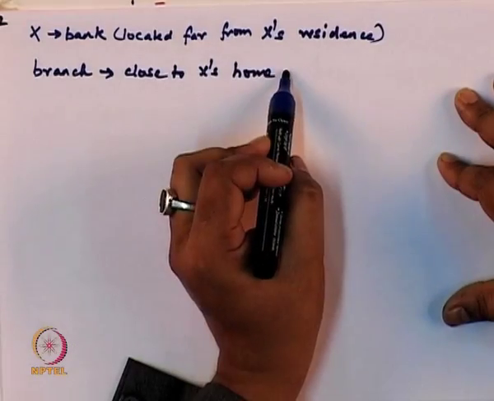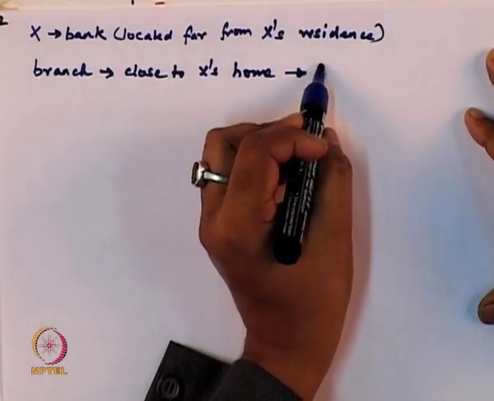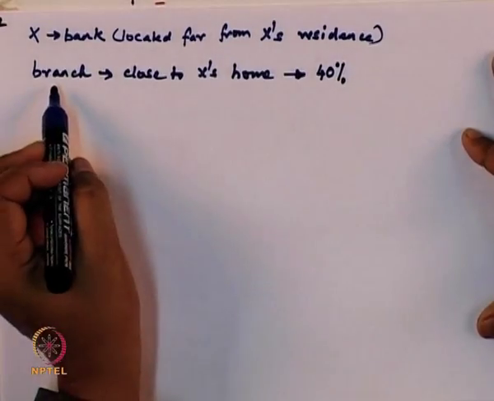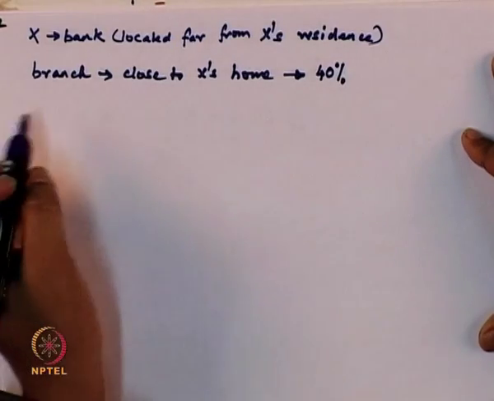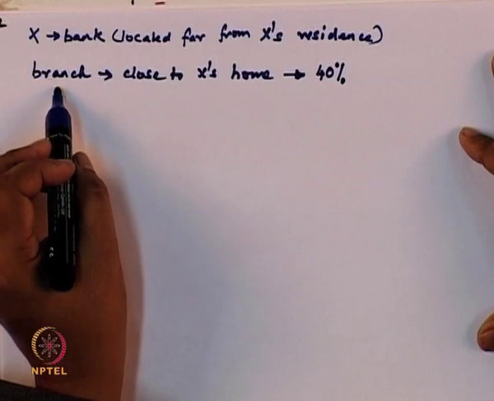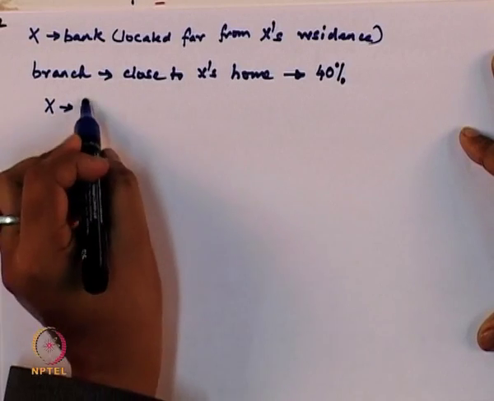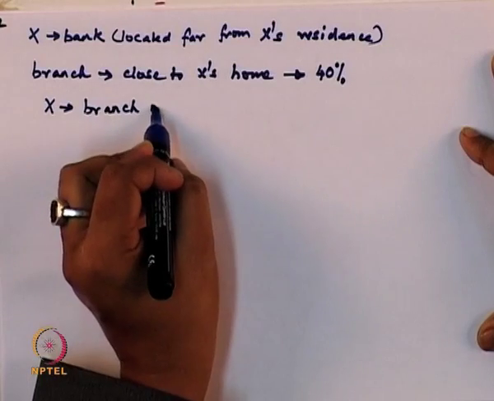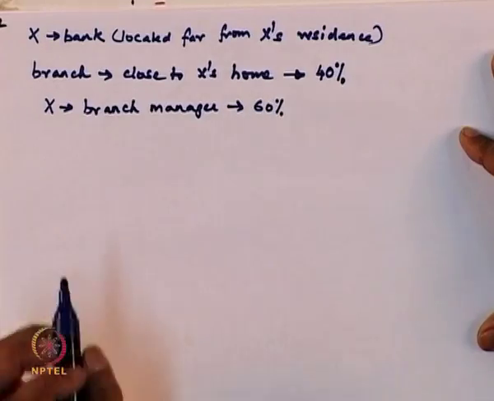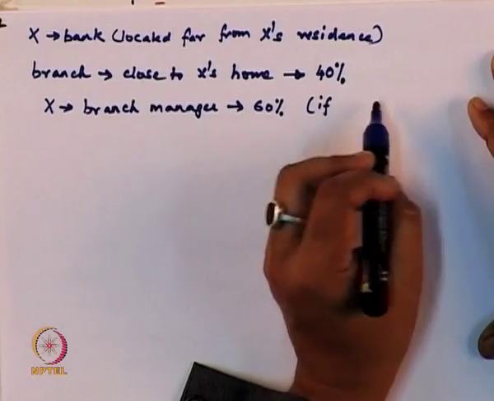Okay. So, let us say the chance that the branch is opened close to X's home is 40%. Okay. And if the bank does open a branch close to X's home, let us say the chance that X becomes the branch manager is 60%. Okay. So, X becomes the branch manager with 60% if this particular branch is opened.